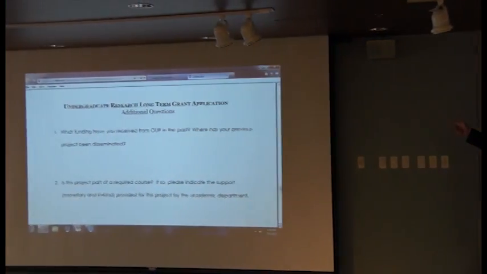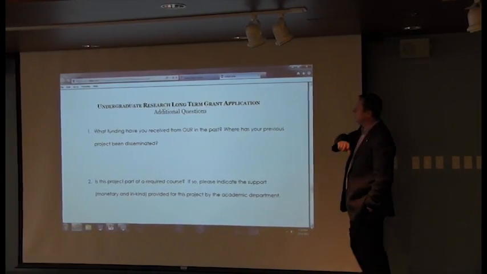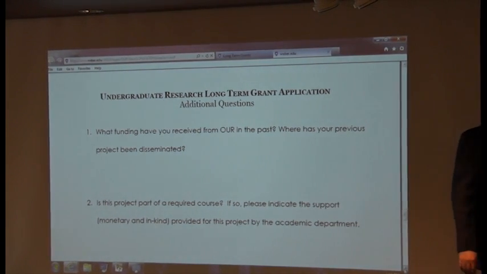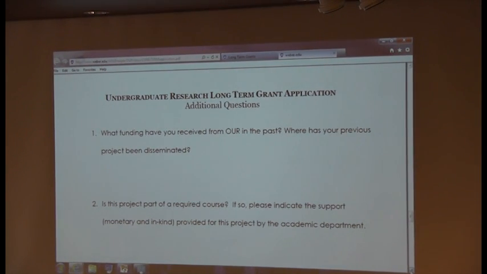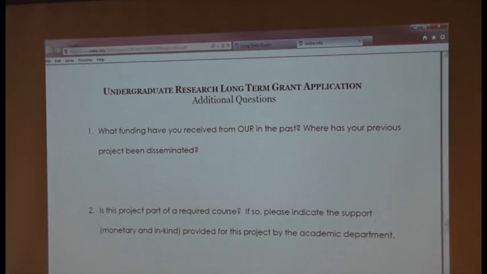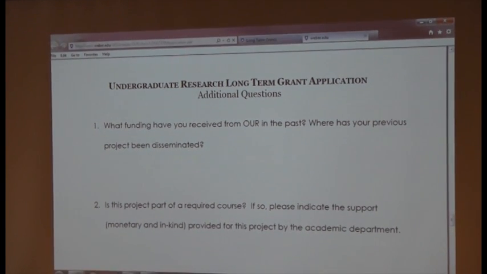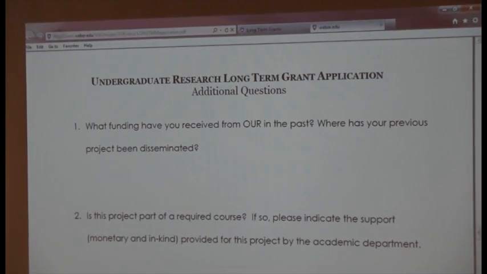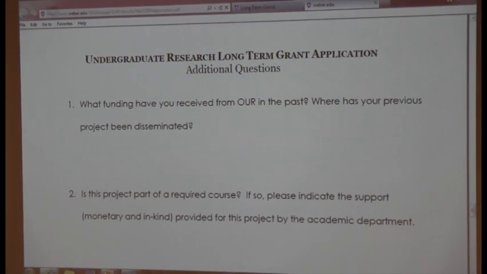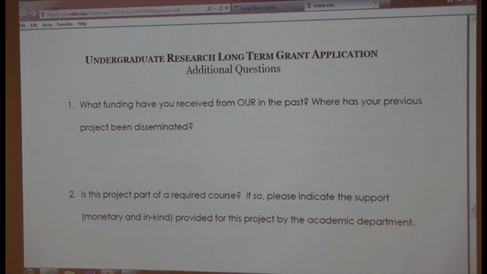If you've received funding from the Office of Undergraduate Research in the past, tell us you have, and where has your previous project been disseminated? Okay, we don't want you just to do research projects for the sake of doing a project. We want you to actually be contributing to knowledge in your field. And in order to do that, you have to disseminate it. And that's either as a publication, writing it, or as an oral presentation, a poster presentation, and preferably both. Okay? Preferably both, as in a written as well as a conference presentation.